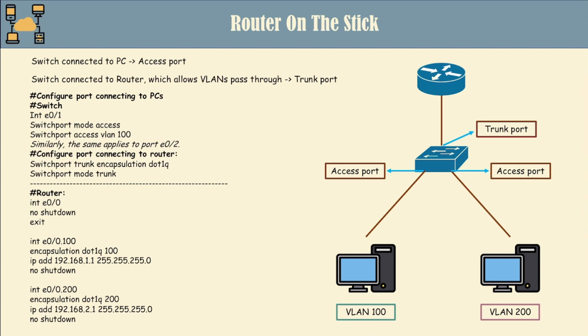When entering the interface configuration mode, typing 0.100 signifies that you are configuring the port for VLAN 100. Next, you would enter the command encapsulation dot1q 100. This command specifies that subinterface E0/0.100 uses 802.1Q encapsulation with VLAN tag 100, and then assign an IP address to that interface. Similarly, you would follow the same procedure to configure the port for VLAN 200.